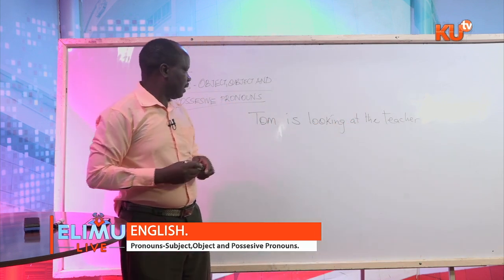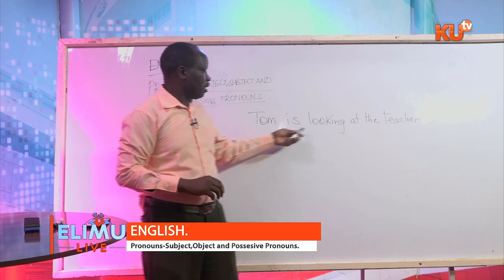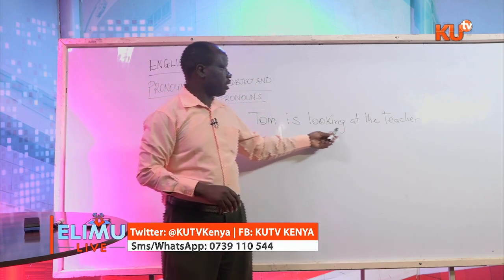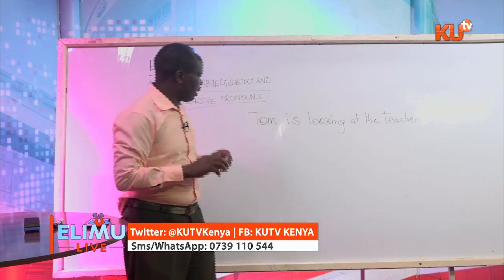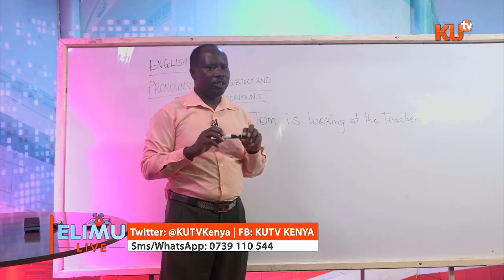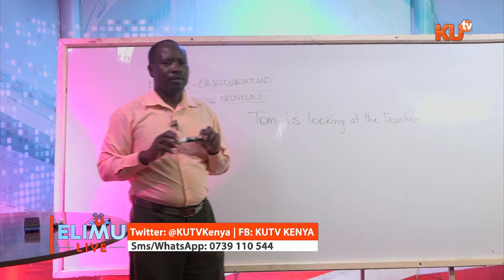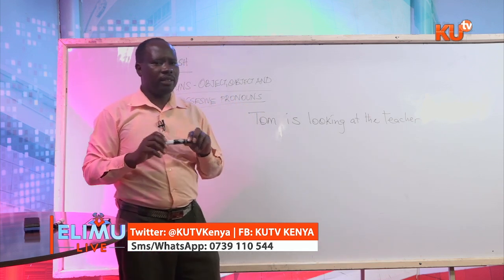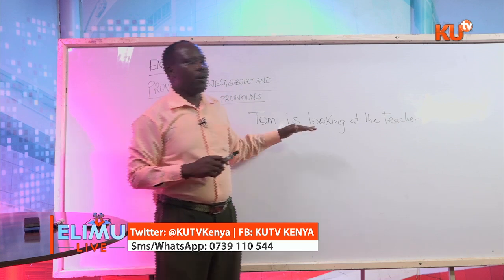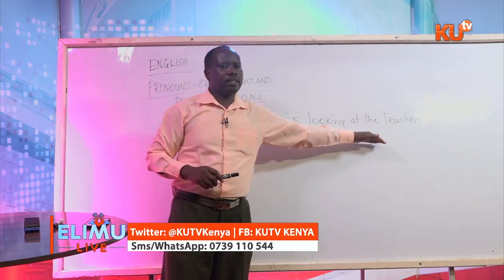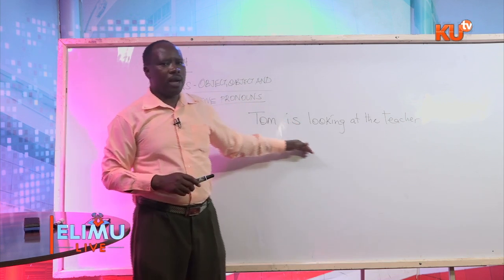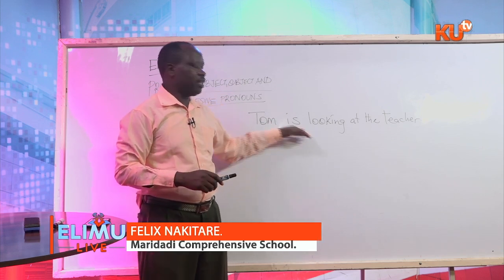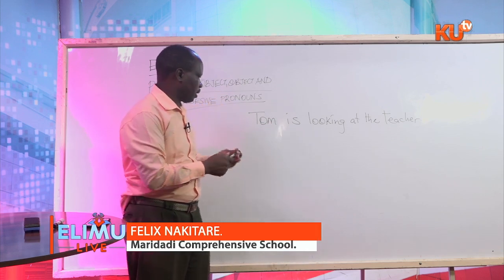I have my sentence here. Tom is looking at the teacher. Now the subject is the noun doing the work, the person or the thing that is doing the work, the doer of the action. In our case, Tom is looking at the teacher. Tom is the one doing the work. So Tom is the doer of the action, and here Tom becomes our subject.